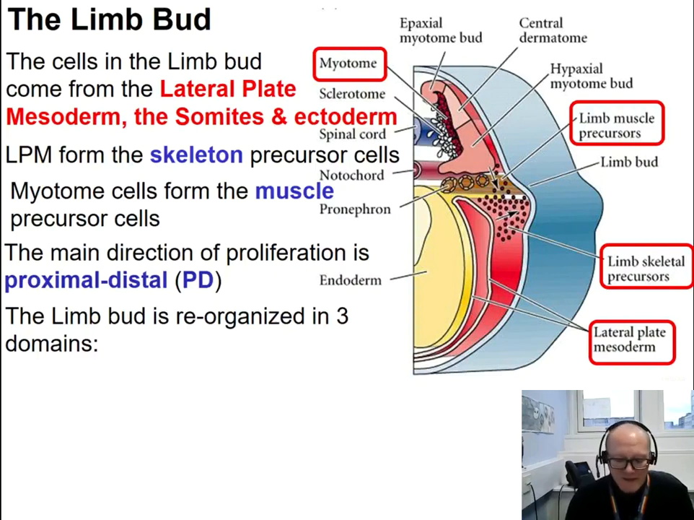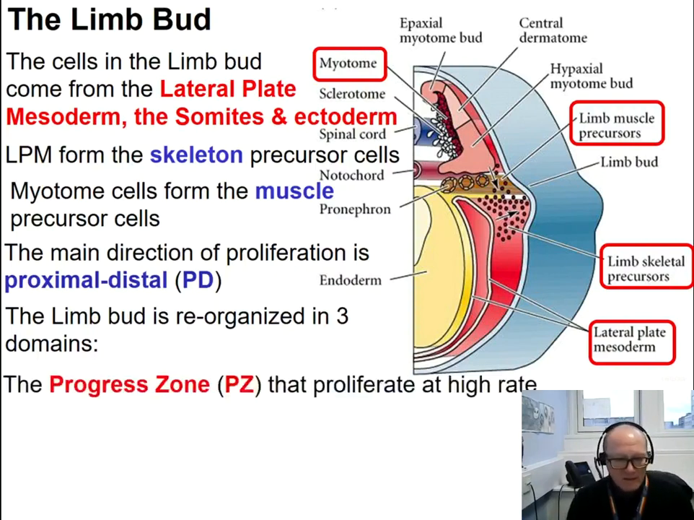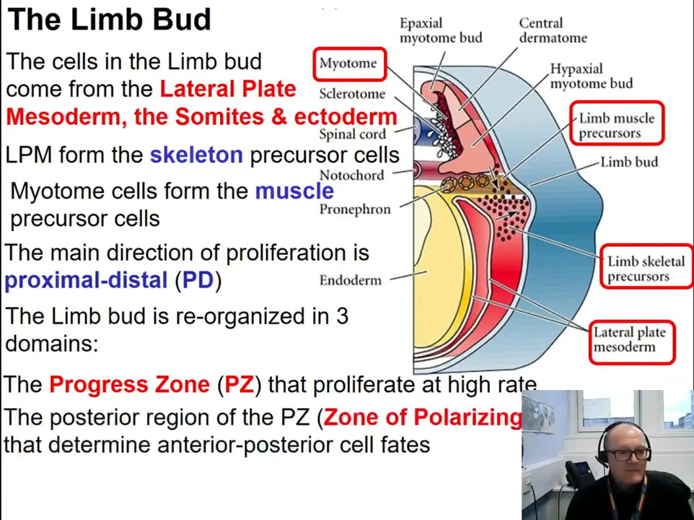And we already mentioned this, but the limb bud is organized in three very important domains. The progress zone is the main body of the limb. It is where a lot of cell division is happening, so we have cells that proliferate at a high rate. Most of the cells there are mesodermal, mesenchymal cells.